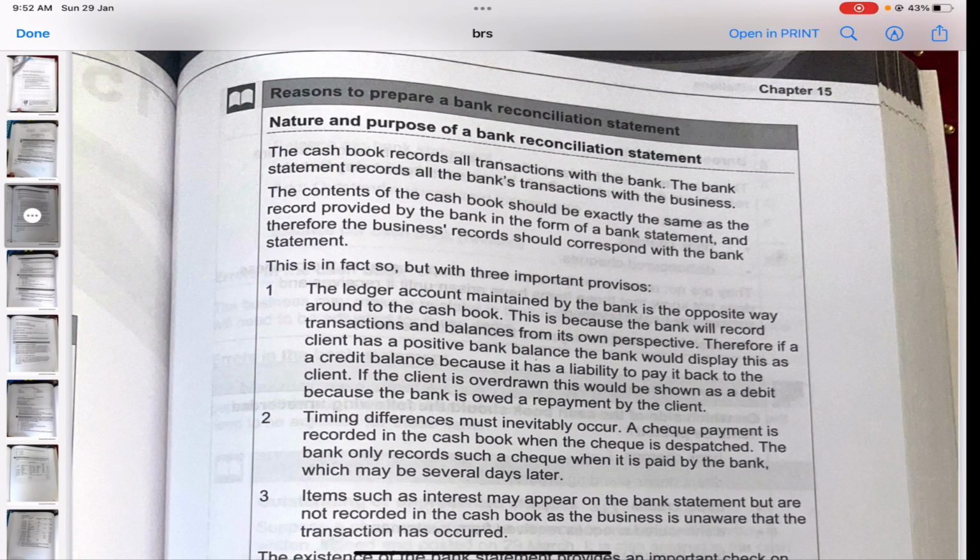The cash book records all transactions with the bank. The bank statement records all the bank's transactions with the business. The contents of the cash book should be exactly the same as the record provided by the bank in the form of a bank statement. Both the balances have to match eventually. That's what the aim is, right? And therefore the business records should correspond with the bank statement.